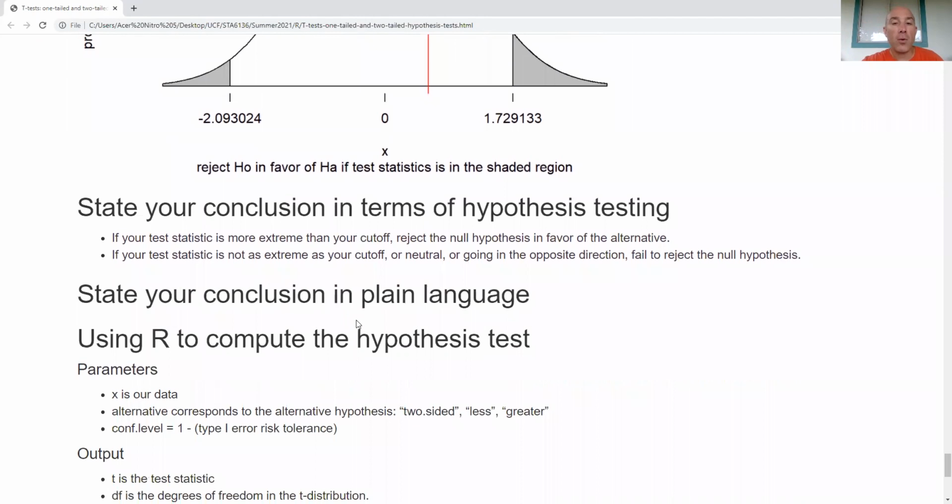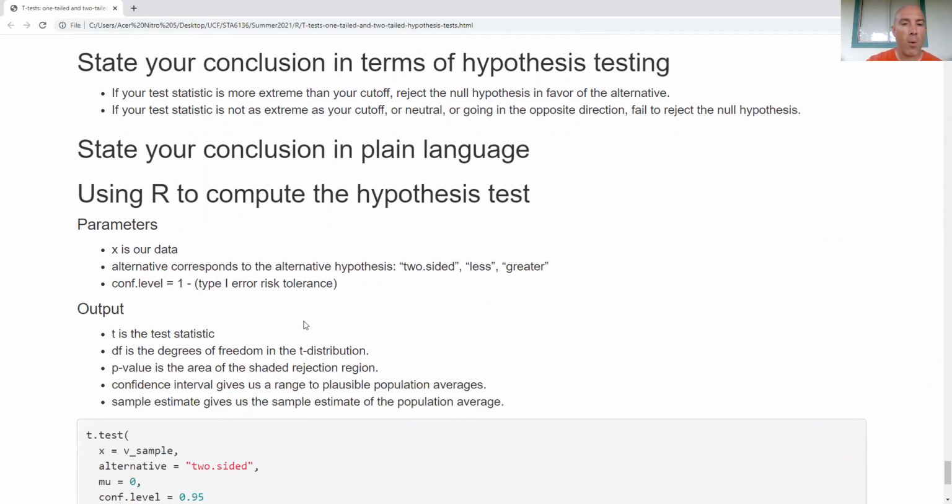Now, I state my conclusion in terms of hypothesis testing. We failed to reject the null hypothesis. I state my conclusion in plain English. Statistically, there is no indication that the population average is different than 0. Kind of funny wording, but that's okay.